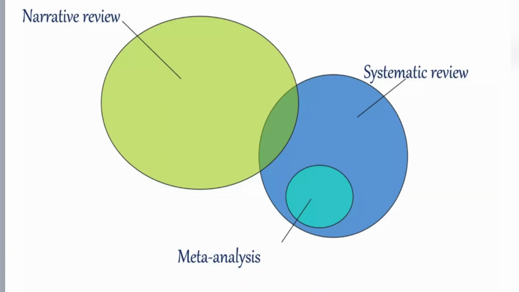This is a diagram to make you understand the difference between narrative review, systematic review, and meta-analysis. Narrative review is like the whole picture in general, while systematic review is empirical evidence. It helps you answer a specific question of a research. While meta-analysis is a subset of systematic review, which consolidates and is more precise compared to systematic review.